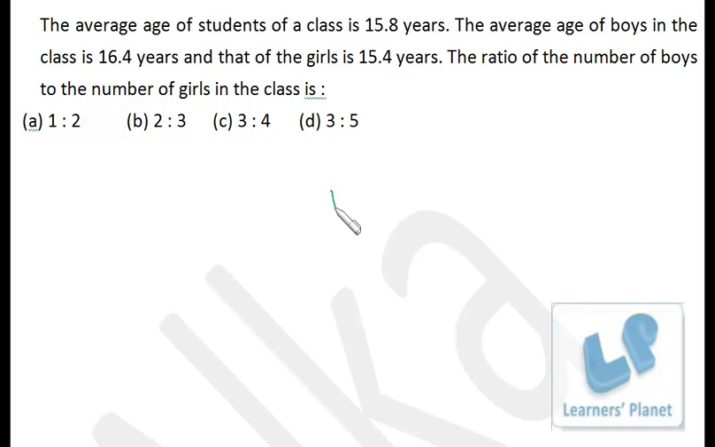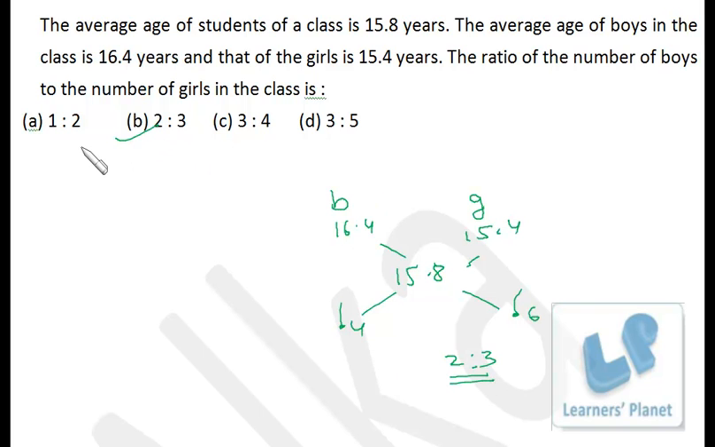So here boys, girls, right? Average age is 15.8. Average age of boys is 16.4 and that of girls is 15.4, right? Obviously 15.8 is somewhere between boys and girls. We find the deviation. 16.4 minus 15.8 is 0.6 and this is 0.4. So the ratio is 2:3. Okay, that's very simple.